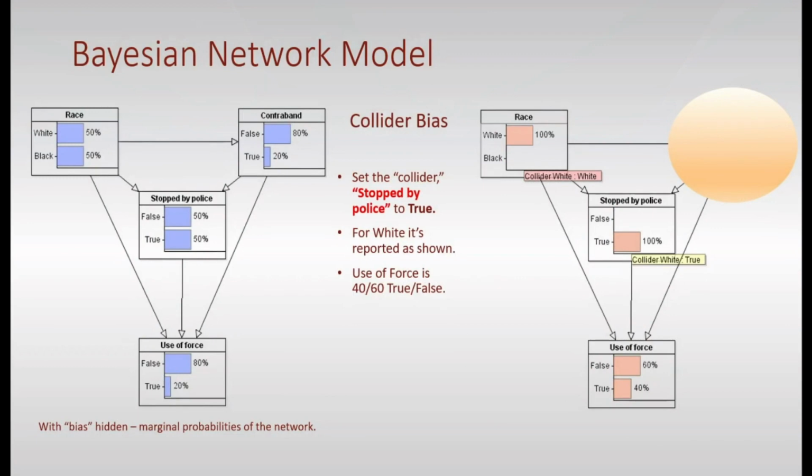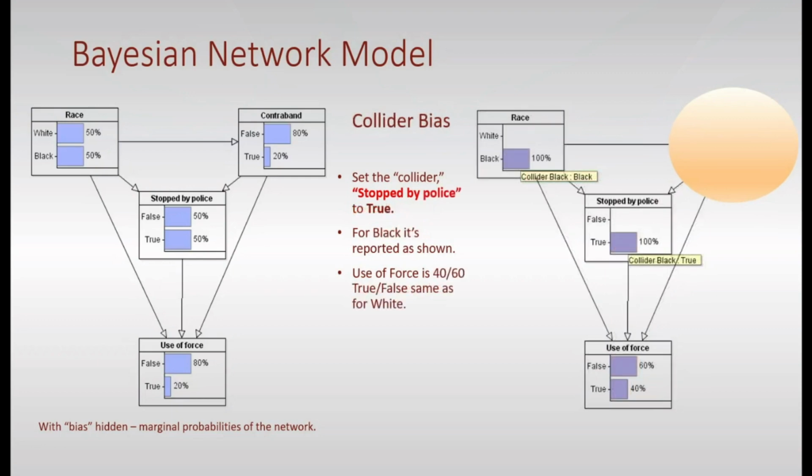Here's what happens. If you're just looking at stops, so if you set the collider on stop by police to true, and you look at it for white, you'll see that basically the use of force is 60-40. And you also see it's exactly the same, 60-40 again for blacks. So obviously it shows the same level of force being applied to both when you set the collider to stopped. You also notice that I've hidden out the contraband because there's a change there we'll discuss in a minute.